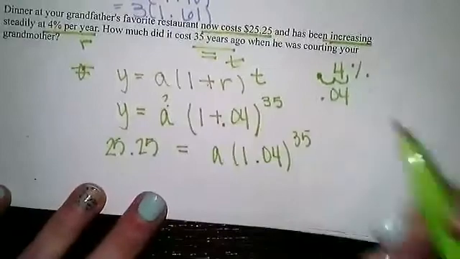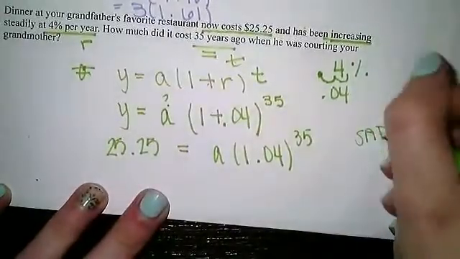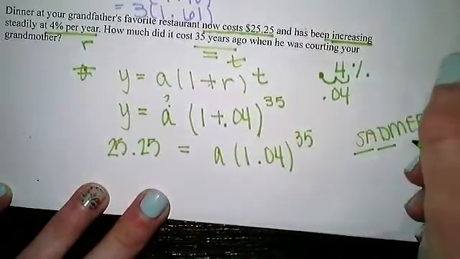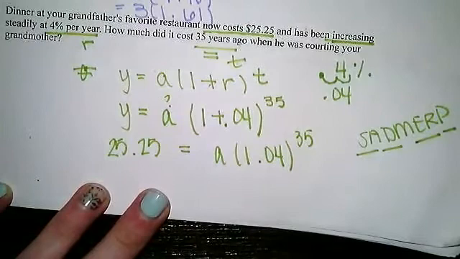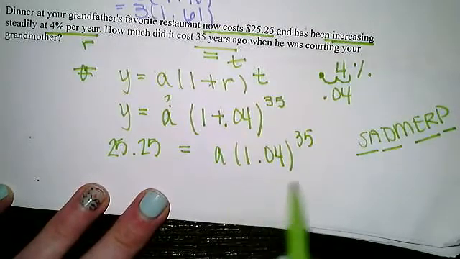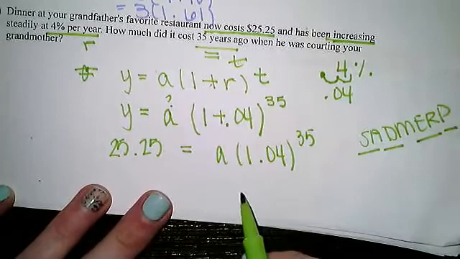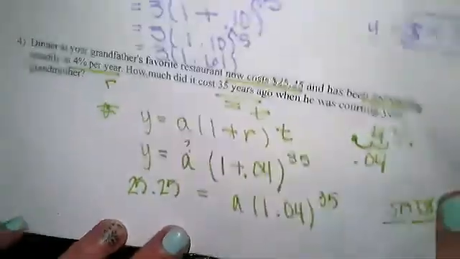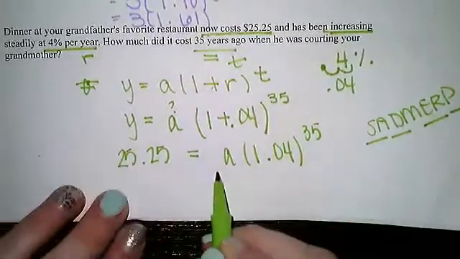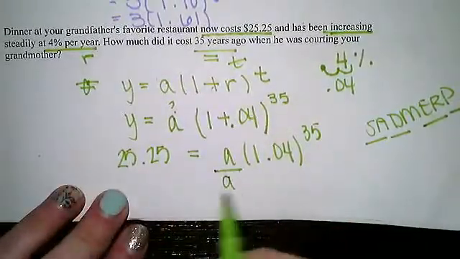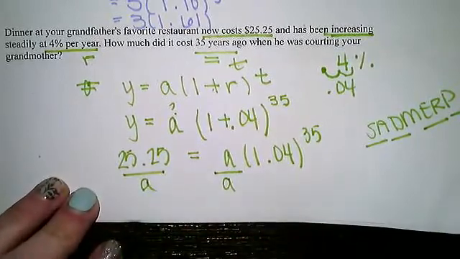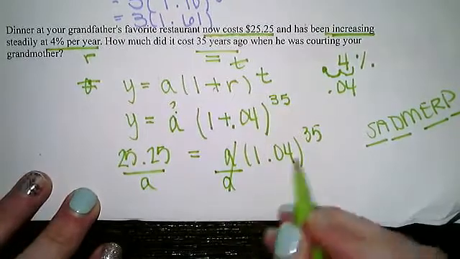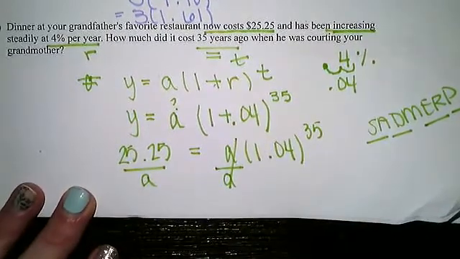So if you remembered from a previous lesson we did in here, which was SADMERP, which is subtraction, addition, division, multiplication, exponent, radical, and parentheses. We're actually going to go ahead and work with any sort of multiplication, addition, division stuff first. So we can go ahead and divide by A. And then we can raise 1.04 to the 35th power.